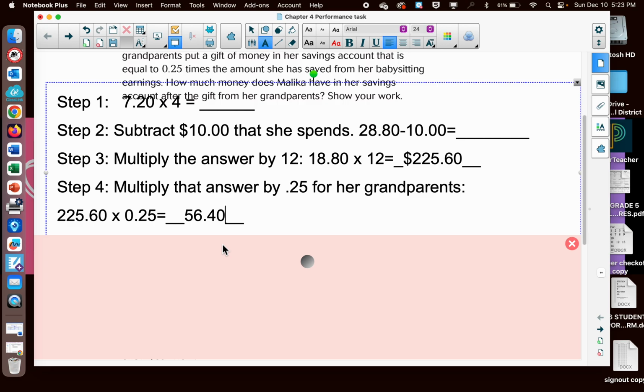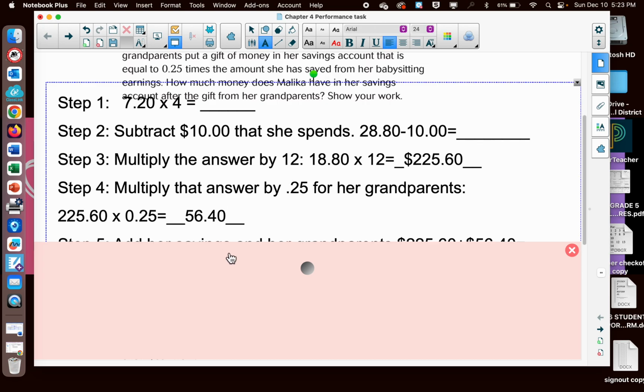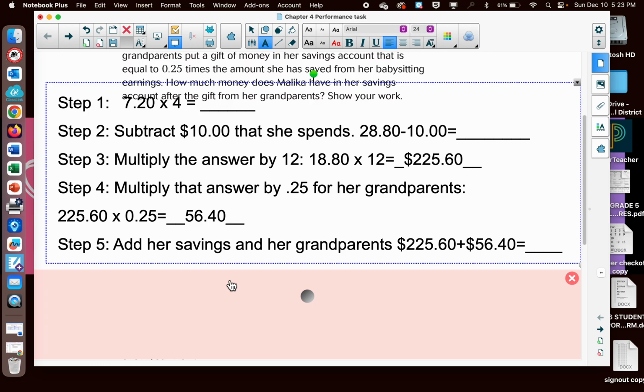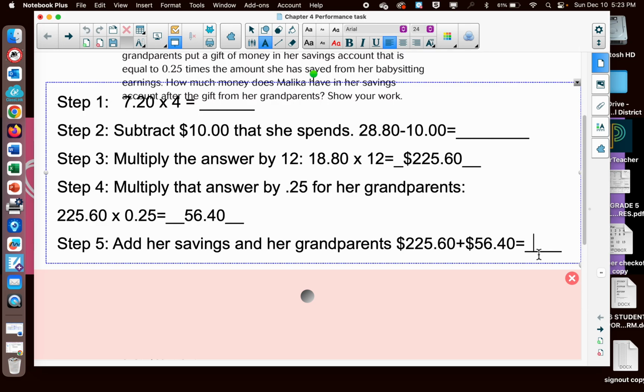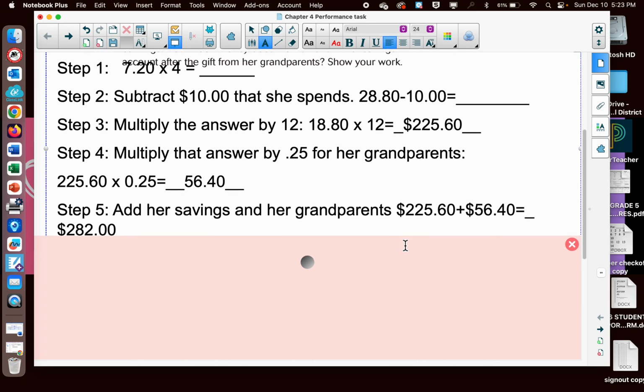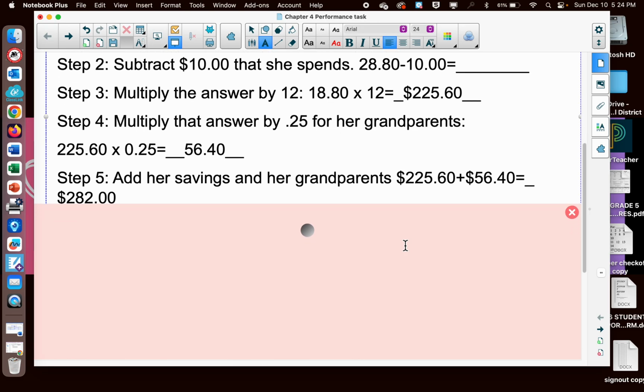Now that's how much her grandparents give her, but she already put in $225.60. So we want to know how much that is all together. What math would we do to show all together? You should realize that you're going to add. So now I have the $225.60 plus the $56.40. And go ahead and add that up in your calculator. So right now she has a grand total of $282 in her account. That is part 1.